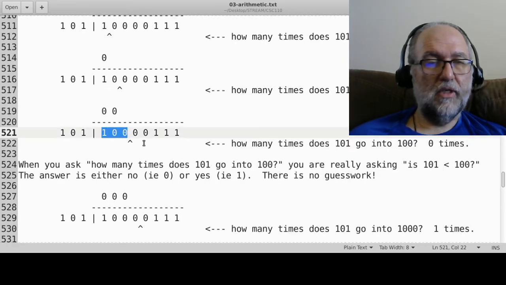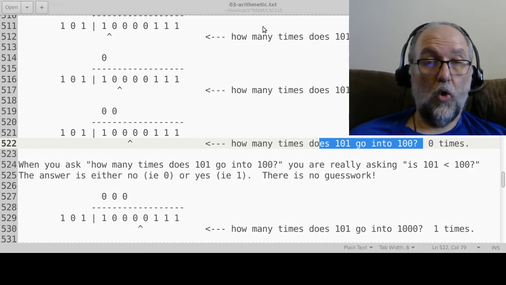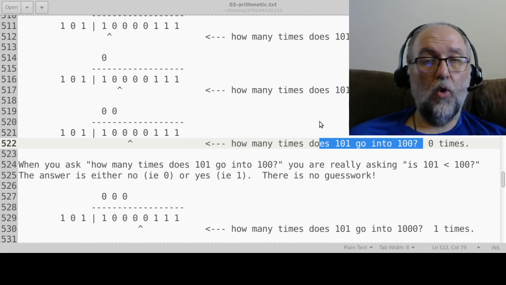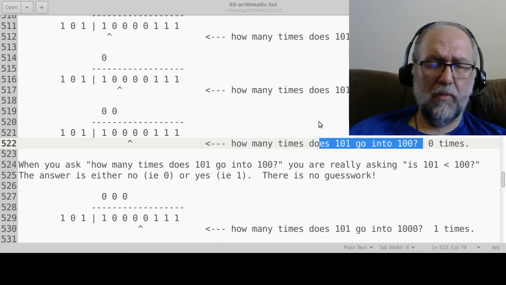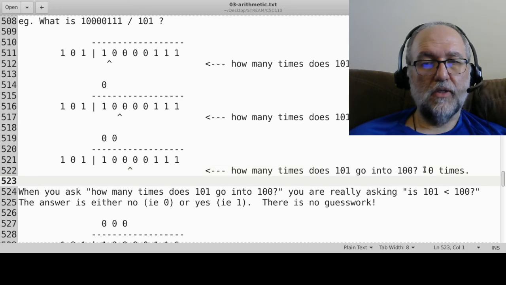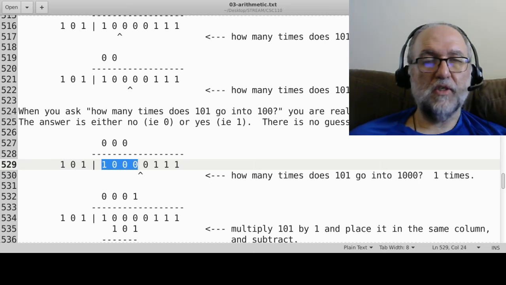And now we're looking at these 3 digits, and we ask the question, how many times does 101 go into 100? So 101 is like decimal 5, 100 is decimal 4, and is decimal 5 smaller than decimal 4? Is 5 smaller than 4? No. So once again, we get the answer that it goes in 0 times. So once again, we put a 0 there, and we move the marker over. And now we're looking at those 4 digits there. And we ask the question again.